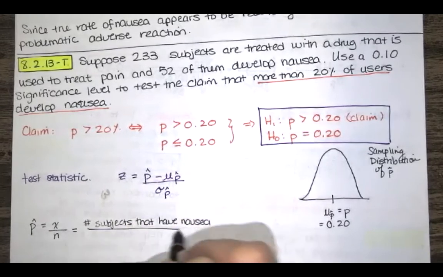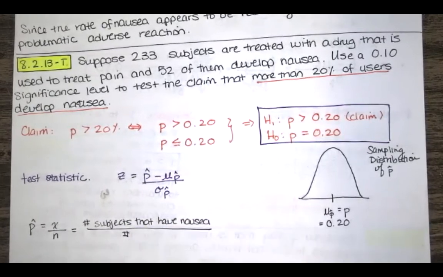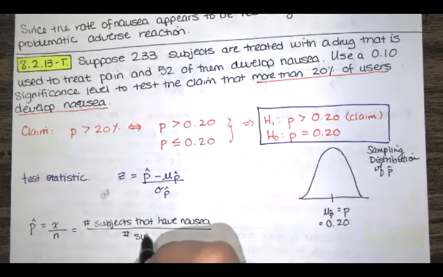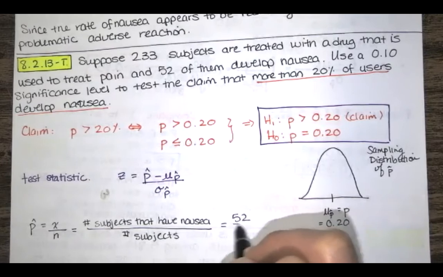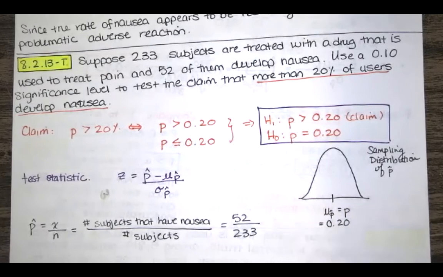Divided by the total number of subjects. You can see that's not actually success, but that's what we're calling success. So success does not necessarily have to be positive here. So we've got 52 over 233.